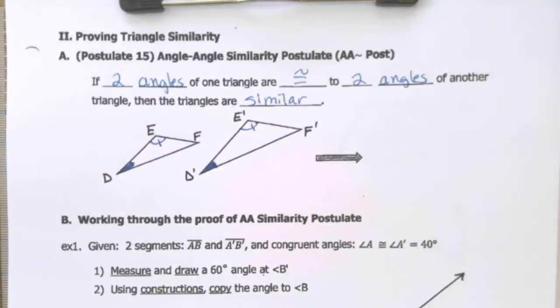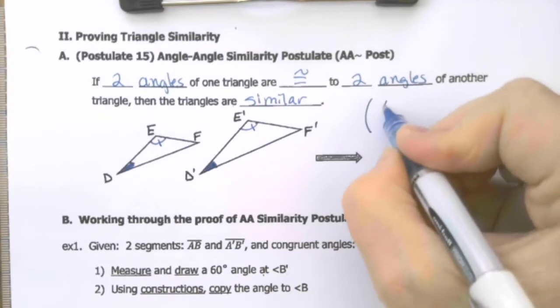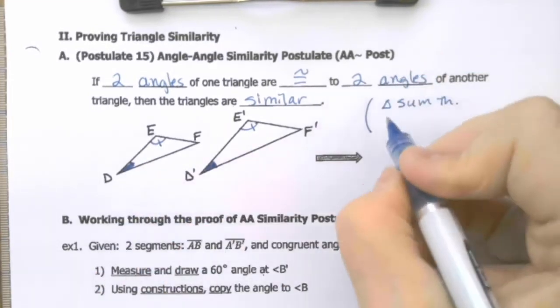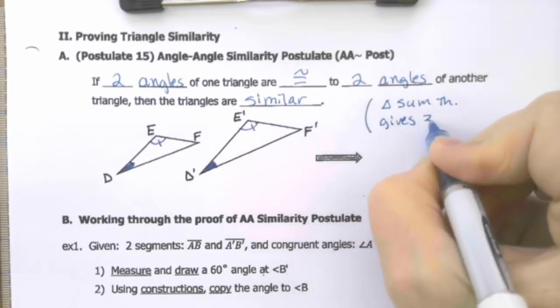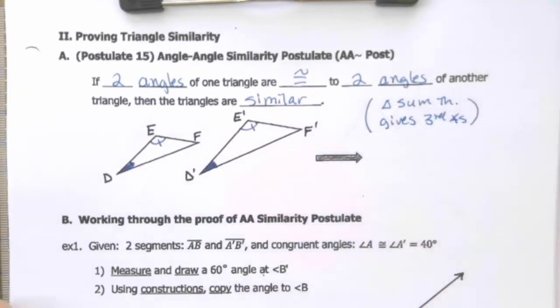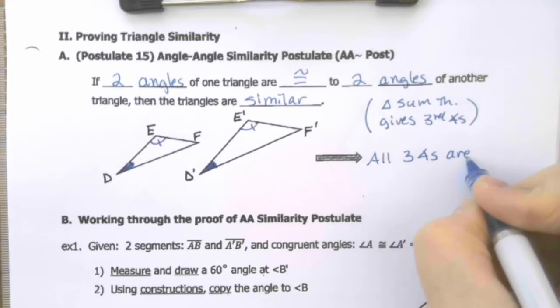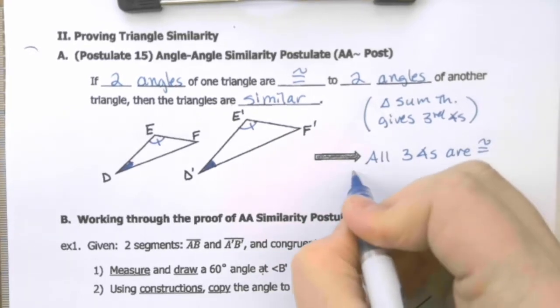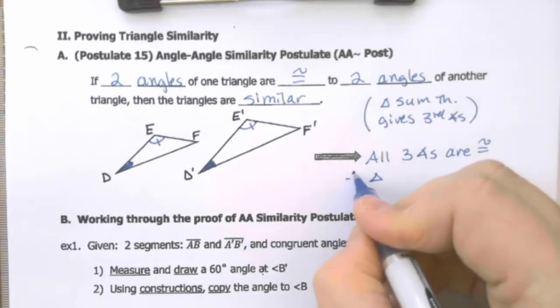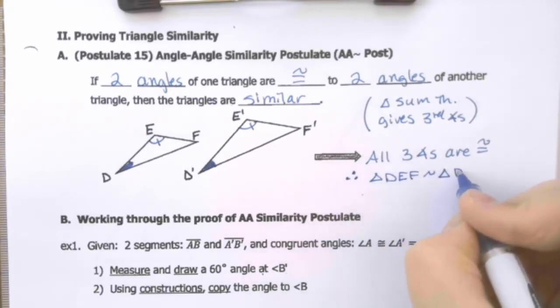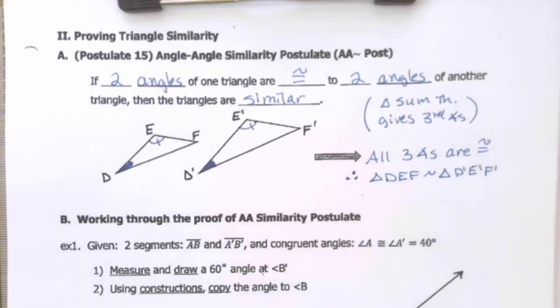Now here's why this theorem works. Triangle sum theorem on each of these gives the third angles. And if the first 2 are the same, the third ones will also have to be the same. So all 3 angles are congruent. Therefore, triangle DEF is similar to triangle D prime, E prime, F prime. And we do not have to prove anything about the sides.